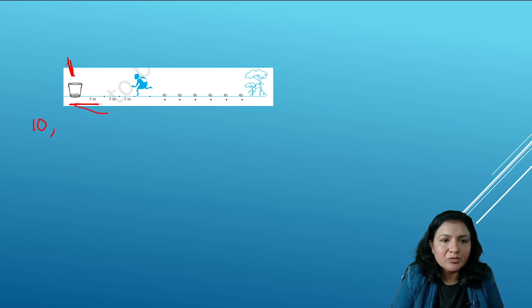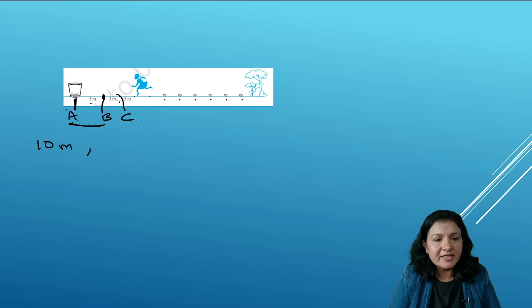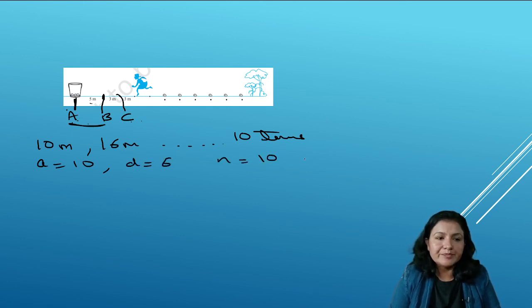Second, she will go for the second potato. So she will go 5 plus 3, that is 8. Again coming back, which is at a distance B. And then she has to pick the second potato, which is at a distance C, and so on. So the first distance she traveled is from A to B and B to A, which is 10 meters. Second distance she traveled is from A to C, back C to A, which is 5 plus 3 into 2, that is 16 meters. Totally there are 10 potatoes, so there are 10 terms. We need to find the sum of this. Here a is equal to 10, d is equal to 6 and n is equal to 10.